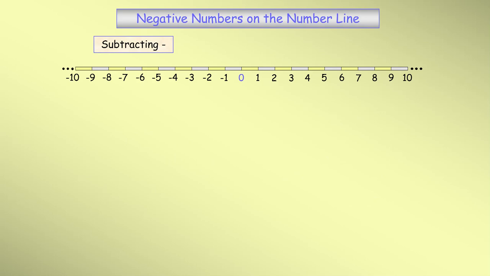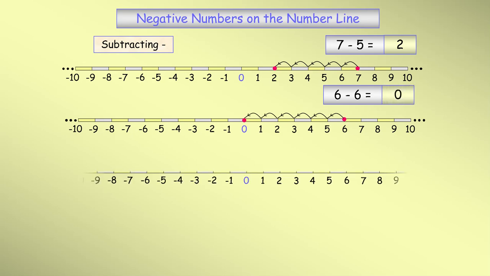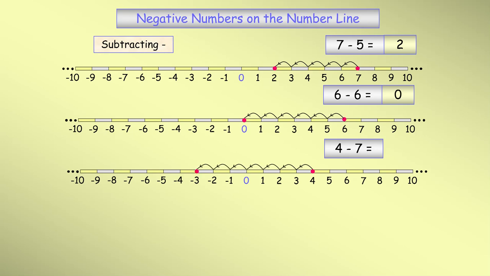Subtracting, you simply count to the left. Okay, 7 take away 5 is 2. So you start at 7 and you go back 5, and that gives you 2. 6 take away 6, so you start at 6 and you count 6 to the left, taking us to 0. 4 take away 7, start at 4, and we're going to end up with a negative solution, minus 3.